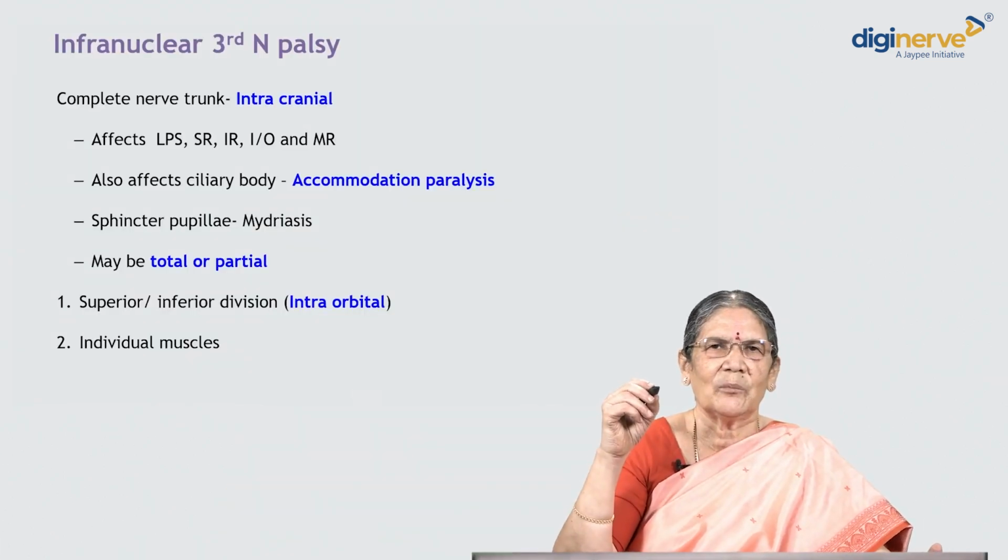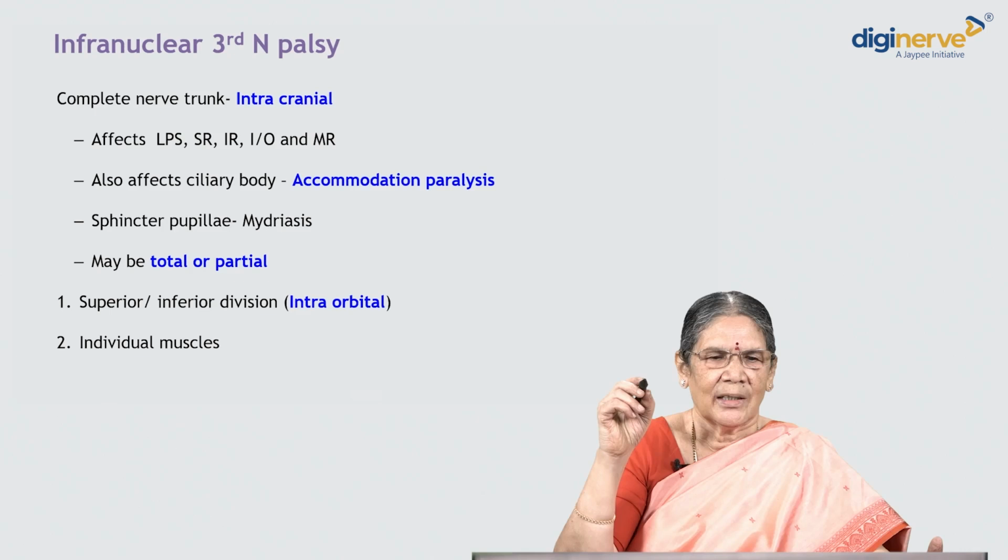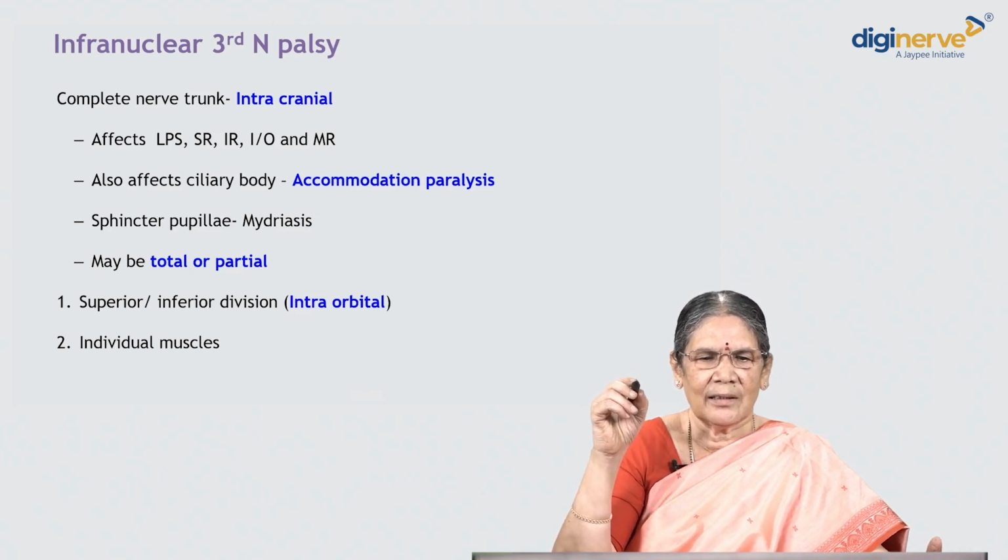Now we come to the infranuclear part. This could be mainly intracranial, affecting, as we told you, the LPS, superior rectus, inferior oblique and medial rectus, and the ciliary muscles and pupil.